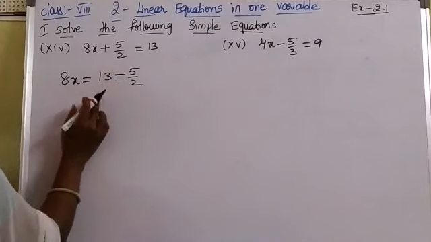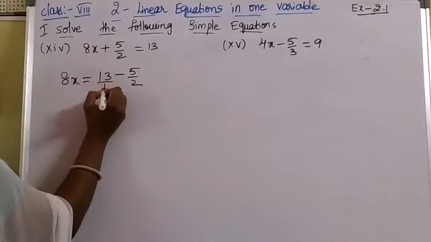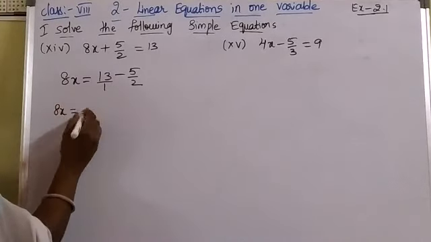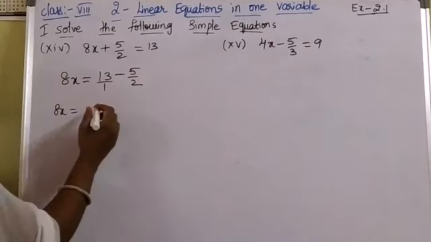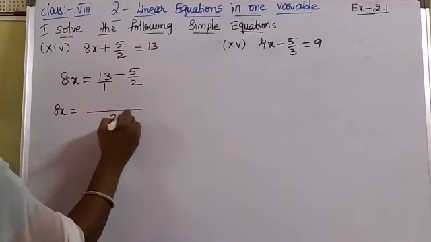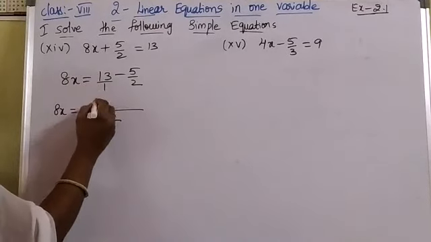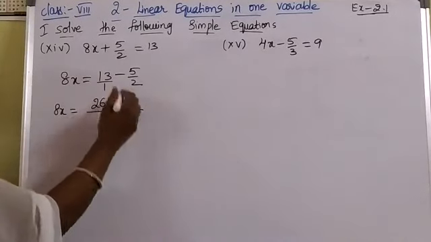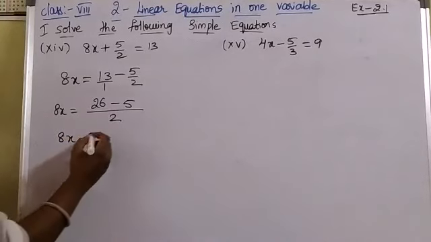Here we are having a subtraction of a whole number and a fractional number. So convert this whole number into a fraction by keeping 1, 13/1. So 8x I am writing as it is. Here it is a fraction with unlike denominators, so you have to take the LCM. LCM of 1 and 2 is how much? 2, right? So 1, how many times will it go? 2 times. So 2 into 13, 26. Minus, 2 how many times will it go? 1 time. 1 5 is 5. Okay, so 8x is nothing but 26 minus 5, which is how much?